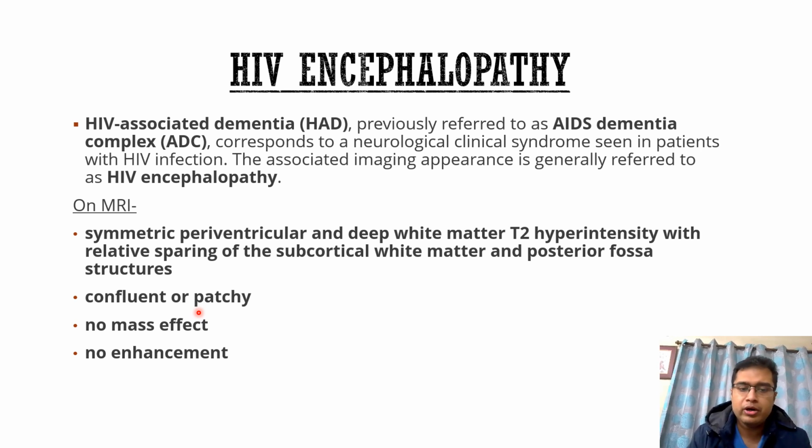This is also very important, and this is associated with atrophy of the brain parenchyma, and there is no mass effect or enhancement that is seen in this particular condition. So an important differential for HIV encephalopathy is progressive multifocal leukoencephalopathy, which we will discuss later in our slides.